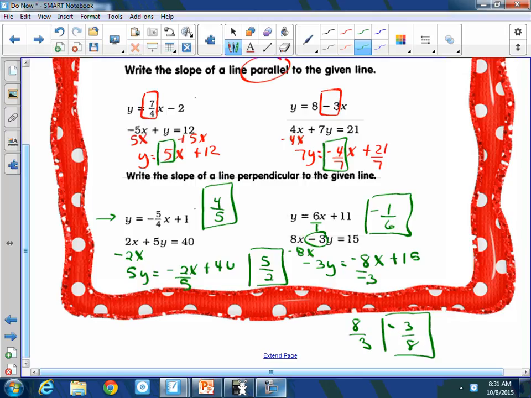All right, let's go to what we were doing yesterday. Because we did the parallels, but we didn't do the perpendiculars, right? So let's do a few perpendiculars because I really want to do an activity.